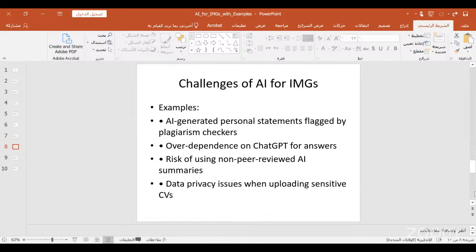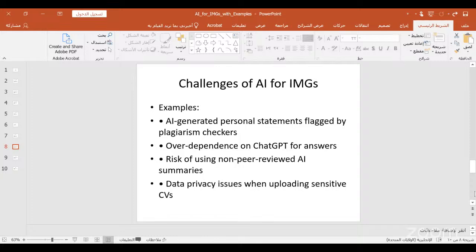Challenges for international medical graduates who are using AI. The AI-generated personal statement is flagged by plagiarism checkers. So we have to generate our own personal statement and go through it multiple times with seniors who have been matched, or with much more senior people, like a specialist or a program director, to enhance our personal statement.